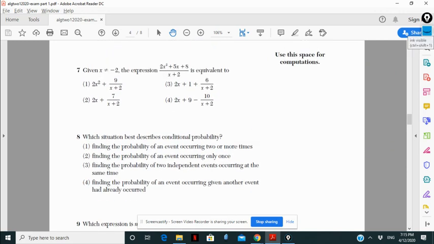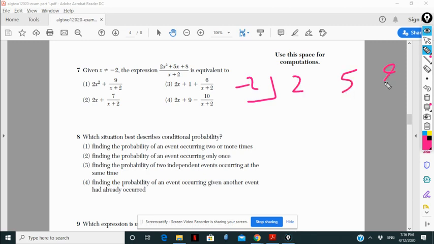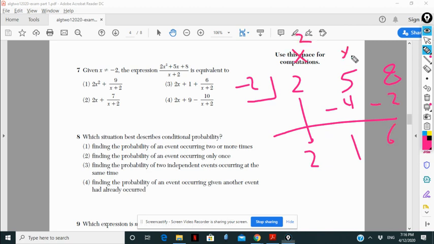Question number 7. So he wanted to do the division. I'm going to use synthetic division. So negative 2. Here is 2, 5, 8. 2 comes down. Negative 4, 1, negative 2, 6. And this is x squared. That's the x. That's the number. And that's the remainder, it's going to be over x plus 2. So the answer is going to be number 3.